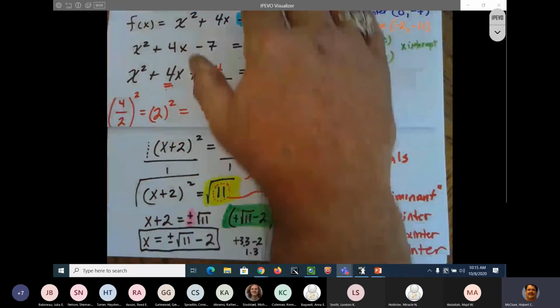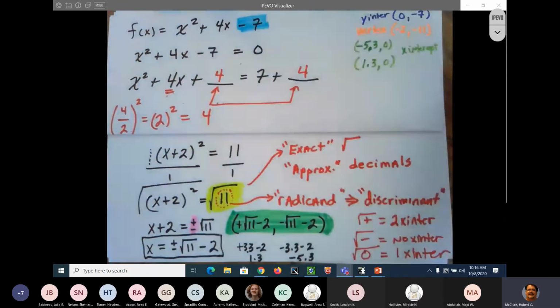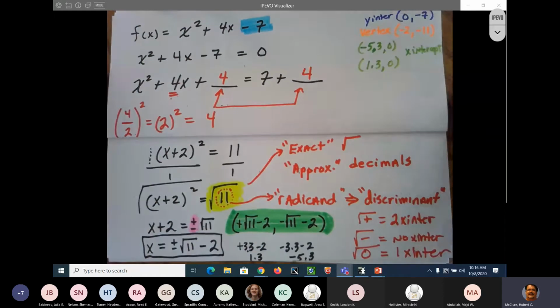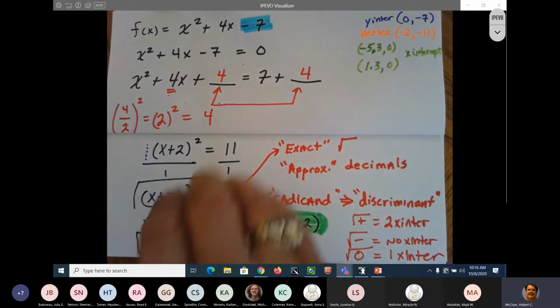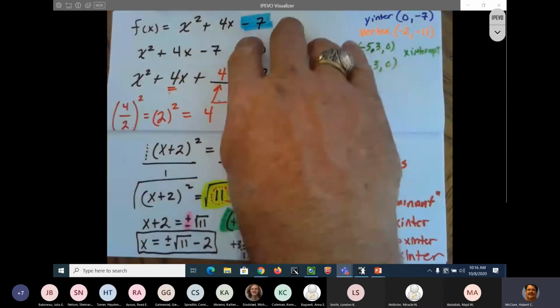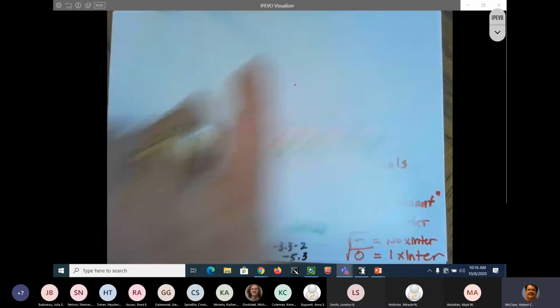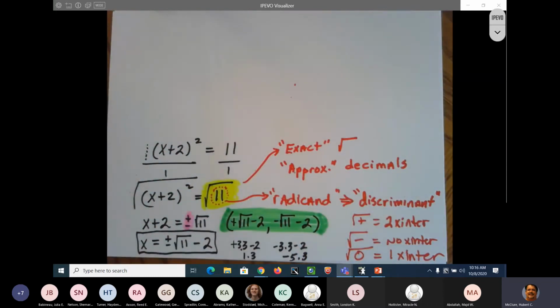So somebody tell me, what are we ready to do if we've got 4 or 5 points? What are we ready to do? You ready to sketch the graph, Hubert? Thank you, class. I appreciate the interaction. So we're going to sketch the graph.